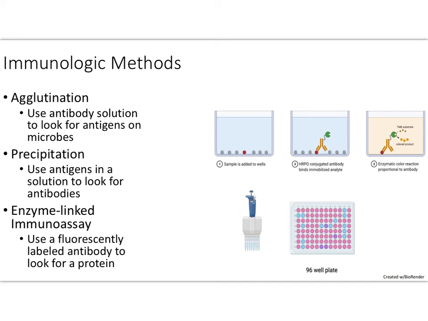And finally, we will talk about the immunologic methods. You all probably did some of these in lab this semester, or at least learned about them a little bit. Agglutination and precipitation are two very common methods. With agglutination, we're taking a solution of antibodies that we know what they'll attach to, and we apply it to a sample of microbes that we don't know the identity of. And if we get them clumping together, then we know the antibody has attached to the antigen, and we know the identity of our microbe.